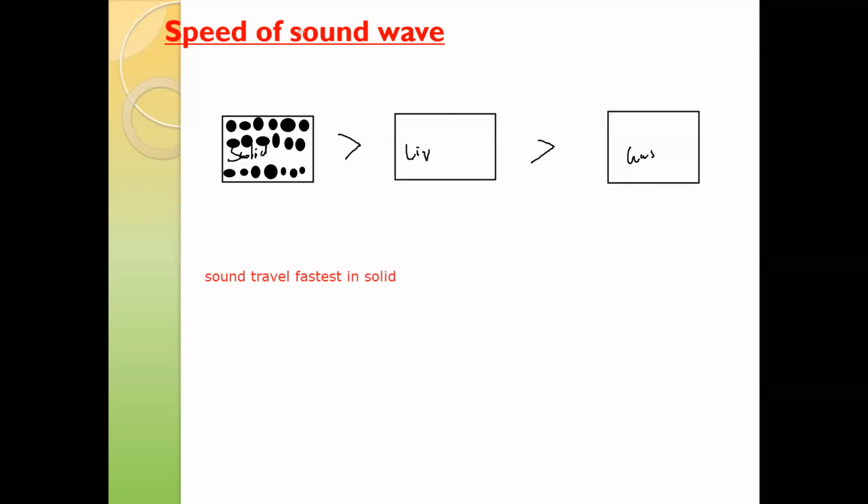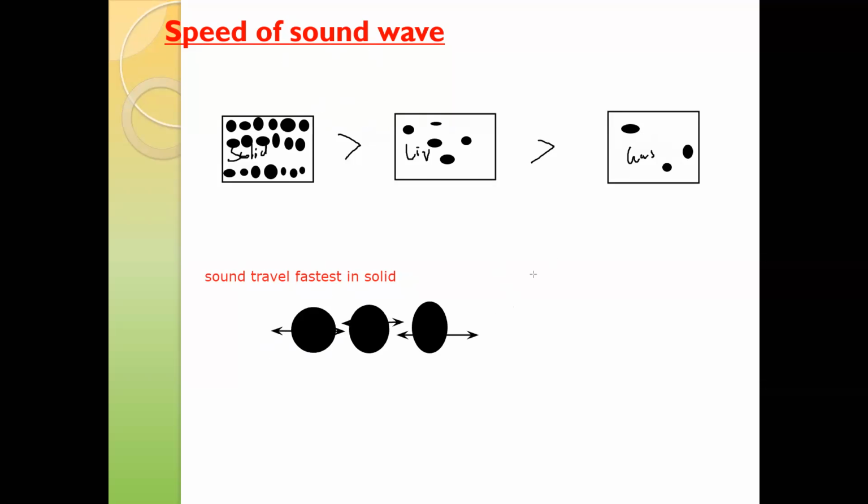Because in solids, the particles are tightly packed together. So if particles are tightly packed together, they can easily transfer the vibration from one place to another. Like when the first one vibrates, that causes the second one to vibrate, that causes the third one to vibrate, and so on. But in liquids, particles are relatively far, and in gases, the particles are far away from each other.